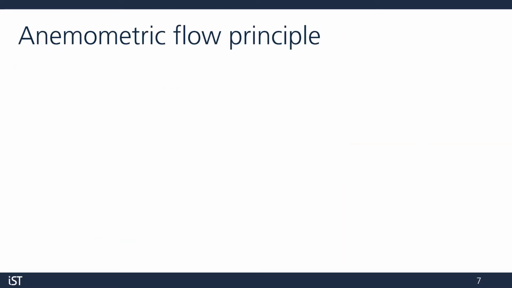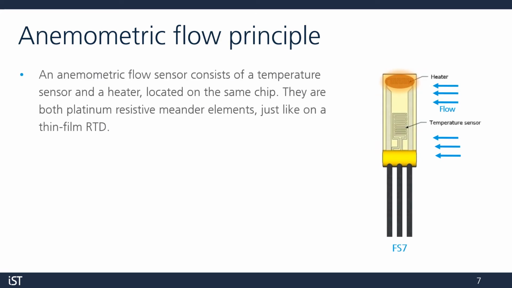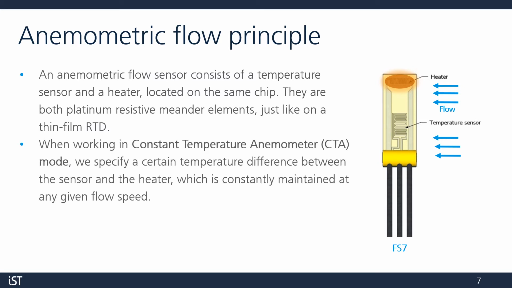There are two thermal mass flow principles we use with our sensors. The first is the anemometric principle. An anemometric flow sensor consists of a temperature sensor and a heater on a single chip. In our case, we use platinum meander structures with different resistances, just like with our thin film RTDs. To learn more about RTDs, check out our temperature webinar. When we work in constant temperature anemometer or CTA mode, we set a certain temperature difference between the sensor and the heater, which is constantly maintained at any given flow speed.